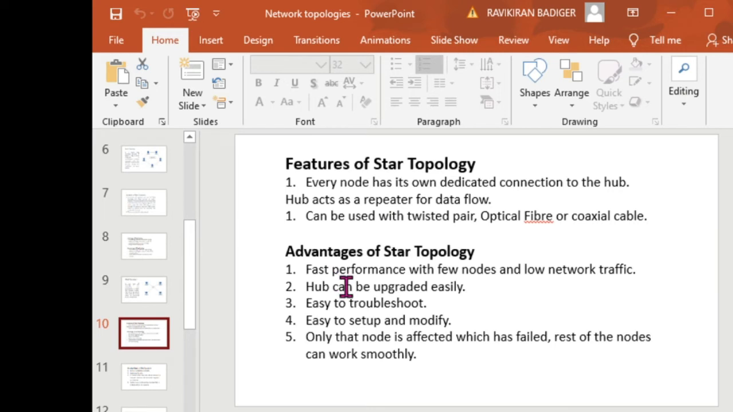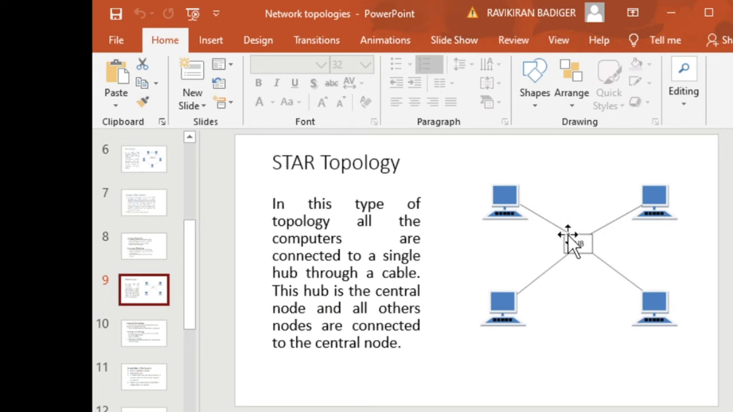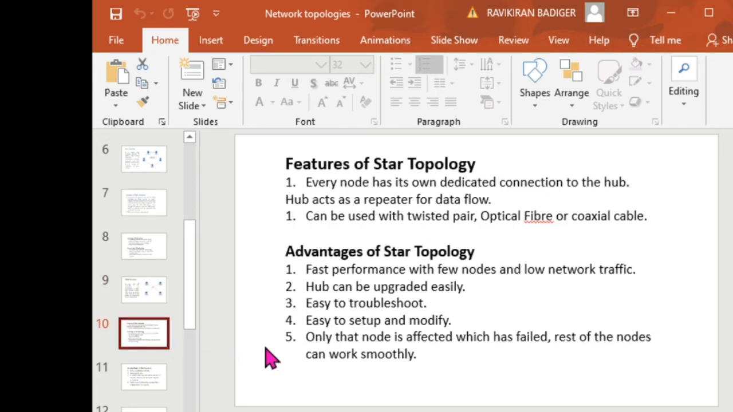So, advantages: the data transmission is very fast. Hubs can be upgraded very easily, easy to troubleshoot, easy to set up and modify. Only the node which has failed is affected. The rest of the nodes can work very smoothly.